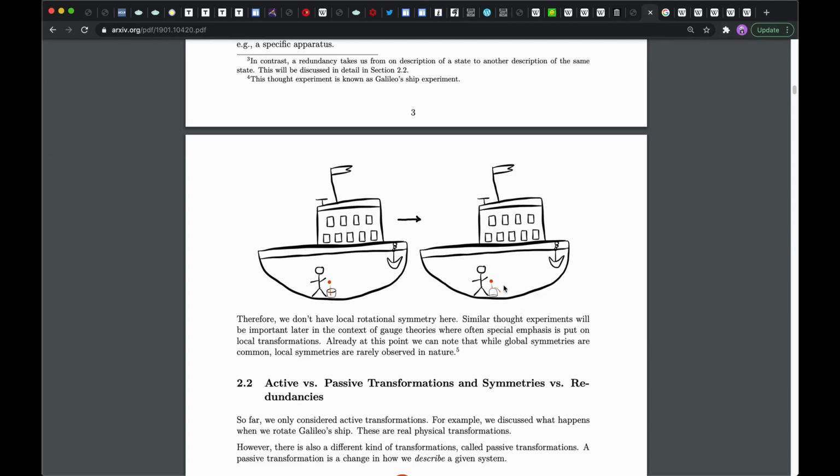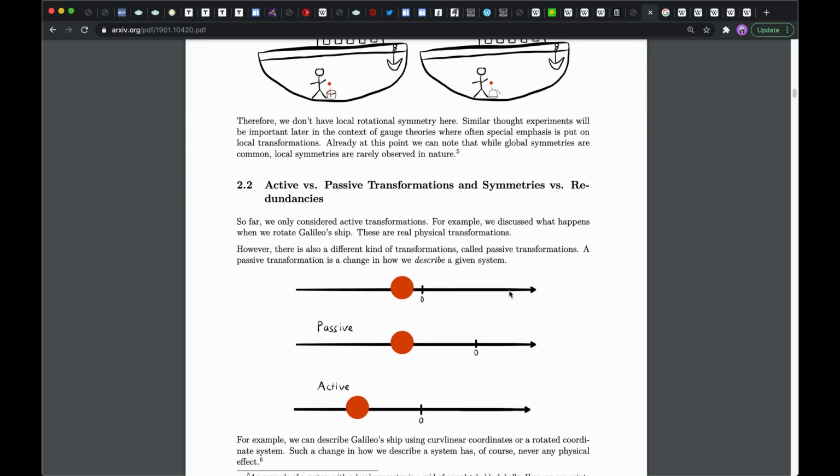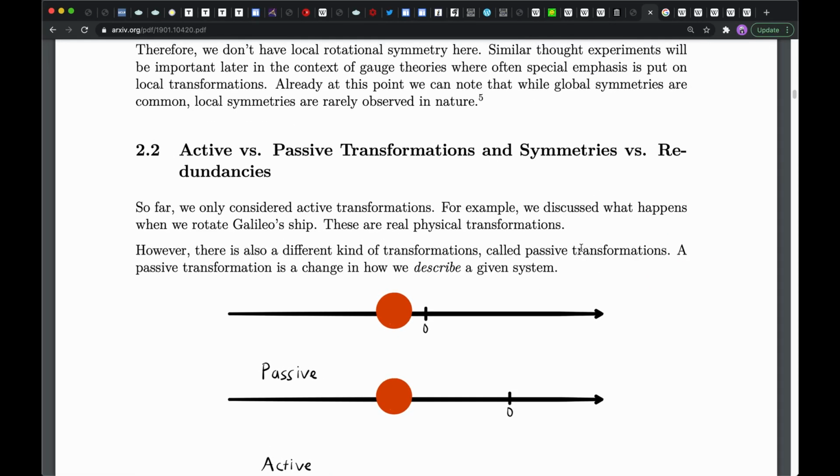On that picture you can see that if you rotate a cup or a bucket inside the ship, then you will obviously notice that. So you don't have a local symmetry there by rotating a bucket. And afterwards it discusses active and passive transformations, and also divides symmetries and redundancies.